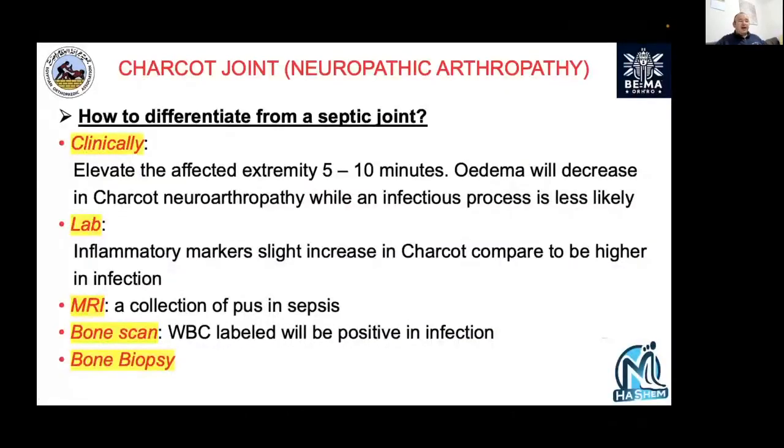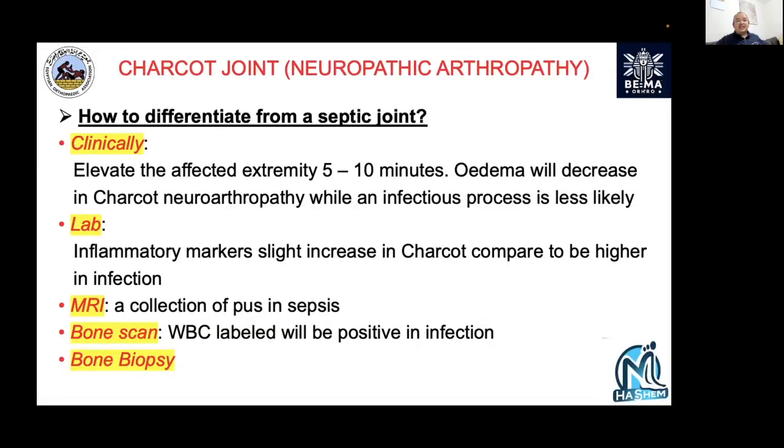So if you have a Charcot joint, the foot is active, the foot is hot, swollen, tender, deformed. How to differentiate between a septic joint or an osteomyelitis and a Charcot? Clinically, very simply, if you elevate the limb, you're decreasing the vascularity. If we depend on the neurovascular theory, the increased vascularity will be less by elevation of the limb, and this should normally improve the edema in the Charcot.